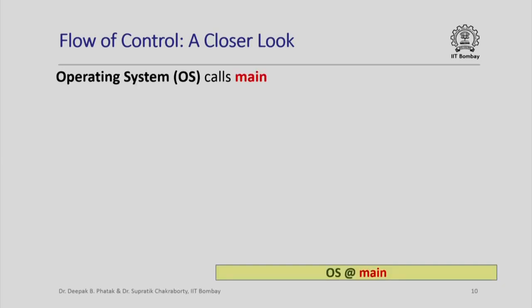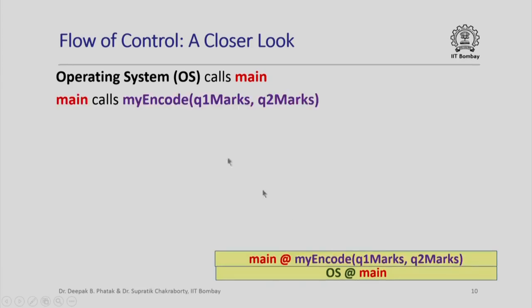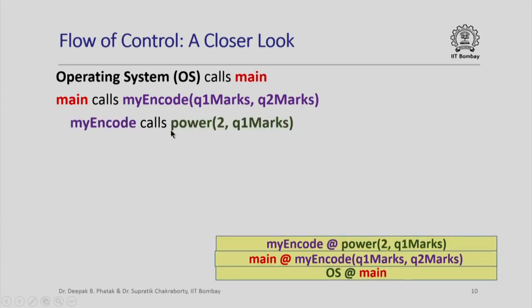Now having seen this animation of how control flows, let us take a closer look at what exactly is happening. The operating system called the function main. I have represented it here by saying that the operating system at some point of time called the function main. The main called the function myencode with two parameters. So I have put that on top of the previous entry that I had kept there, because this is the latest function call that happened. Then myencode in turn calls the function power with some other values of parameters. So now I have put that on top of the previous two entries, because that is the latest function call that happens.